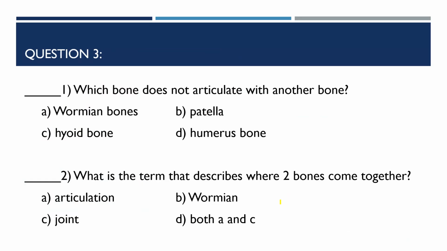And so a couple of questions. Which bone does not articulate with another bone? That's going to be our hyoid bone. That's that floater bone that's kind of up there near the throat area. What is the term that describes where two bones come together? This is one of those ones where you want to be careful. Be sure you read all answer choices, because an articulation is where two bones come together, and another name for that is a joint. Okay, so the answer here is going to be D.